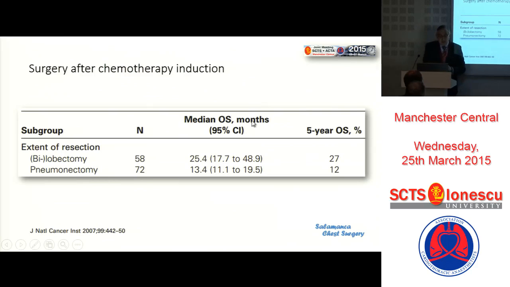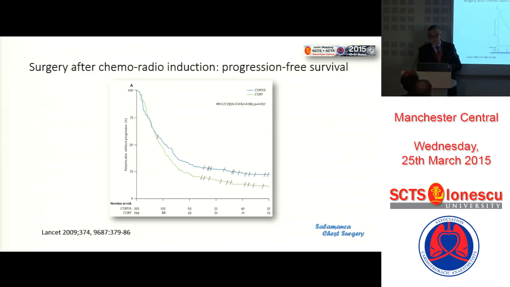If you look at bilobectomy and pneumonectomy, median 5-year overall survival for patients with pneumonectomy is 12%. So it is not worth indicating pneumonectomy after chemoinduction. And I'm commenting after that, the probability of pneumonectomy is much higher in N2 cases.